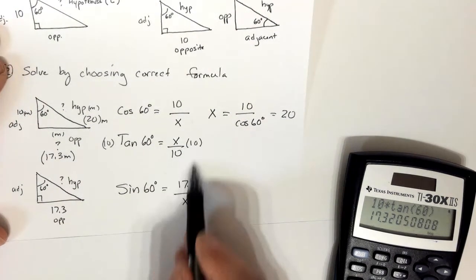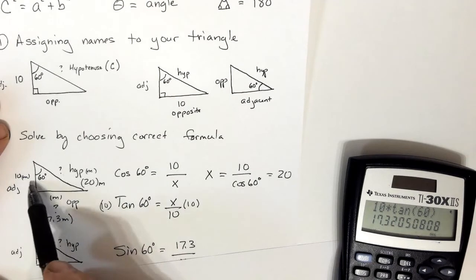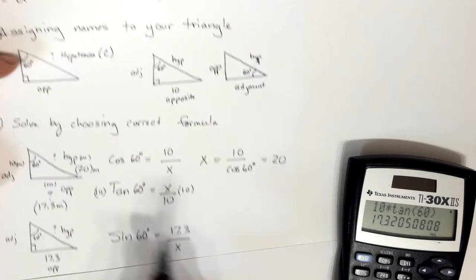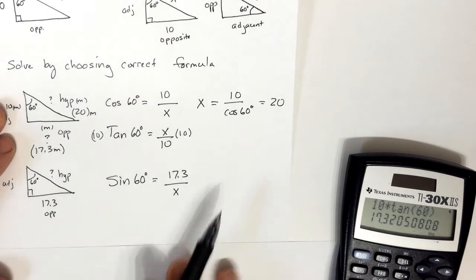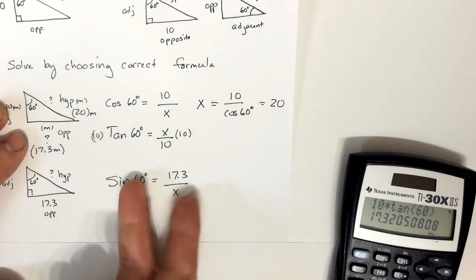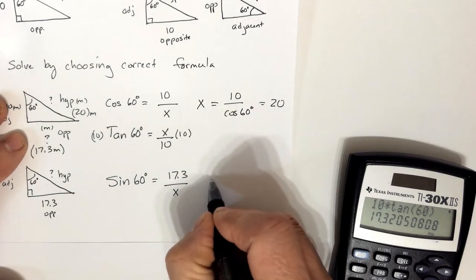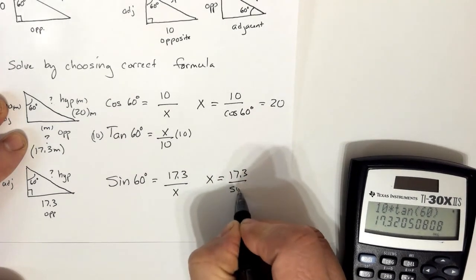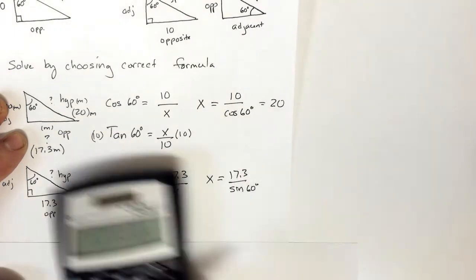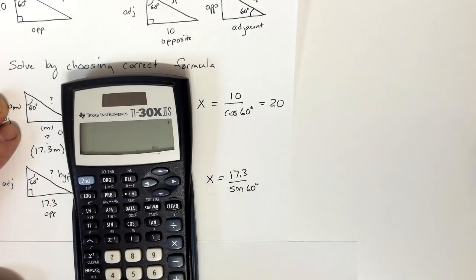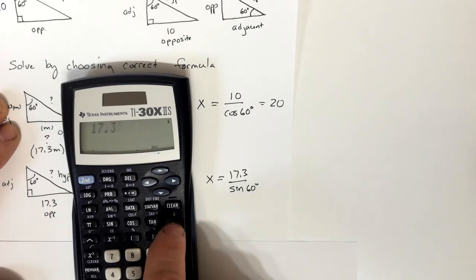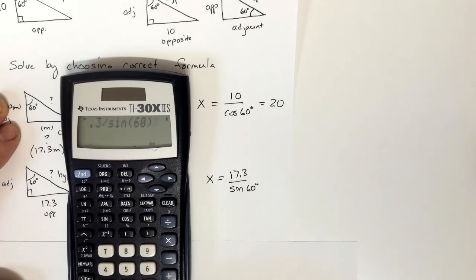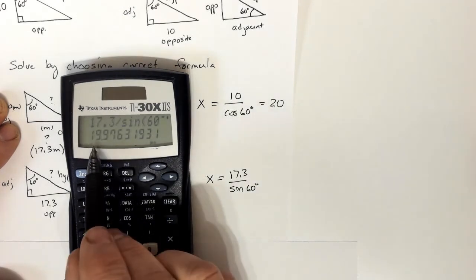Now, if these formulas all work correctly, even though I just changed which one I'm using, I still should get the answer of 20. It shouldn't change how the math works. That's why you have so many options to do these formulas. So let's switch these two numbers again. So we're going to go x equals 17.3 over the sine of 60 degrees. So I'm going to divide these two numbers. So clear, 17.3 divided by sine 60, close the bracket, equals, I get 19.97.